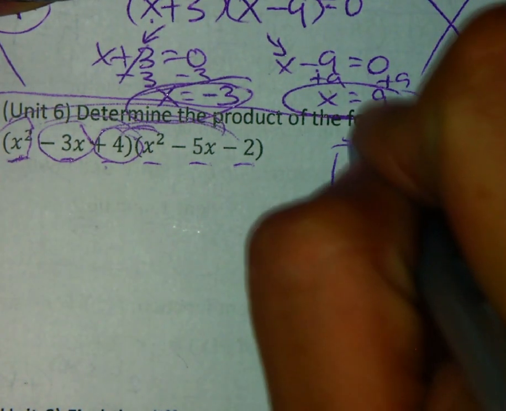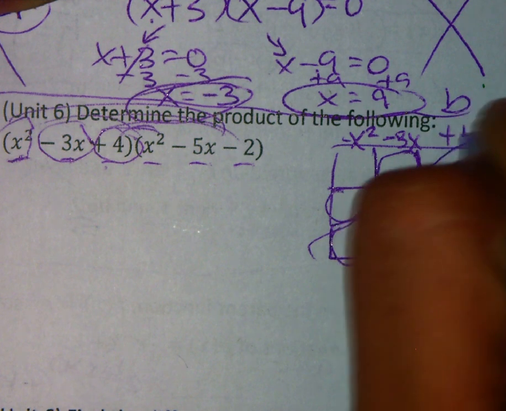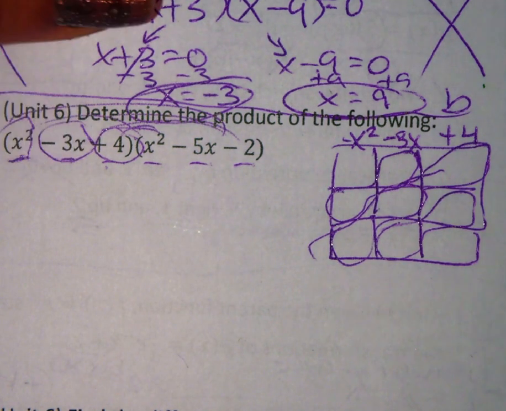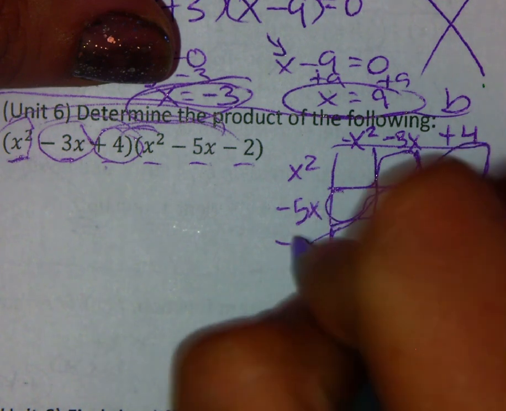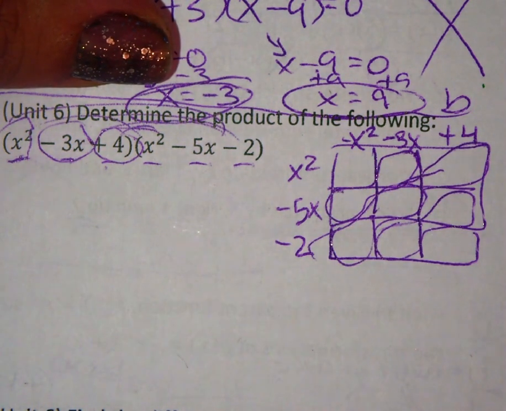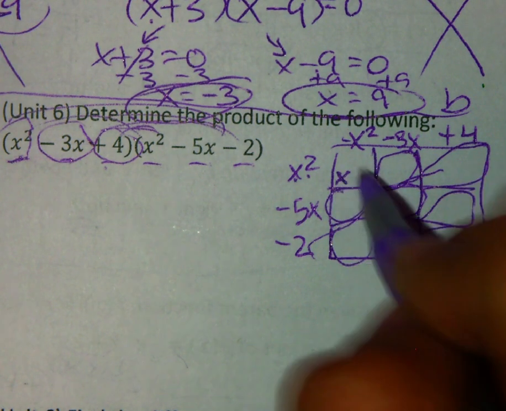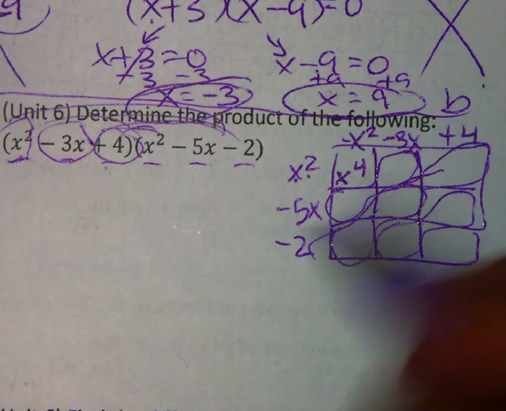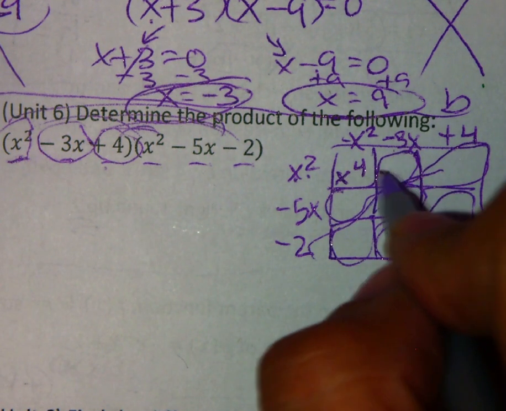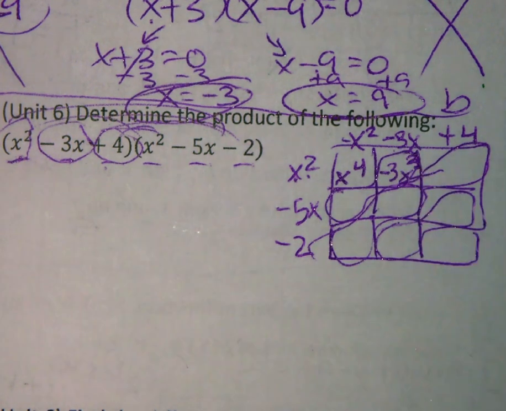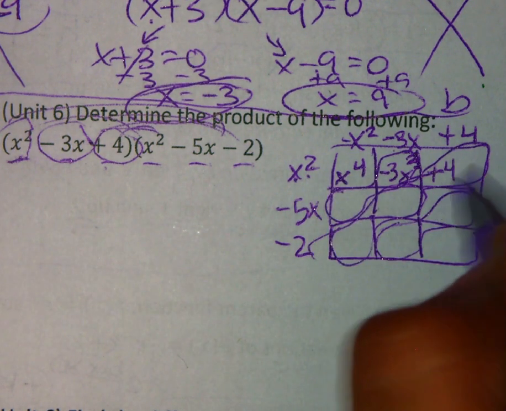So on the top, I'll put x squared minus 3x plus 4. That's the first trinomial. Then I'm going to have x squared minus 5x minus 2. So we multiply x squared times x squared. That's x to the 4th power. Then we have x squared times negative 3x, so that's negative 3x to the 3rd power. X squared times 4, that is positive 4x squared.